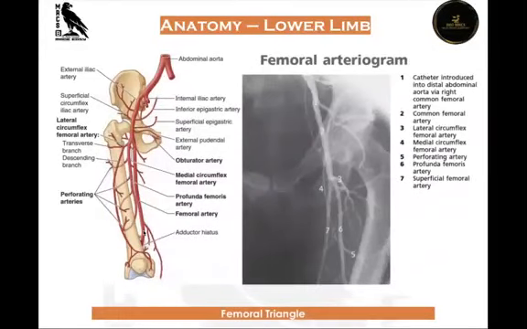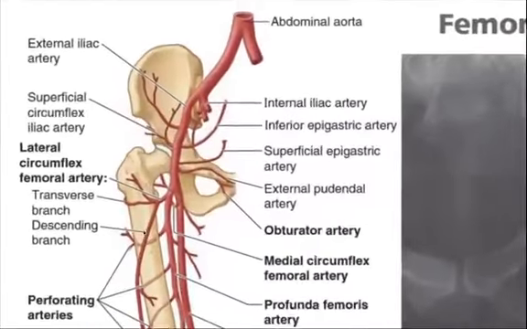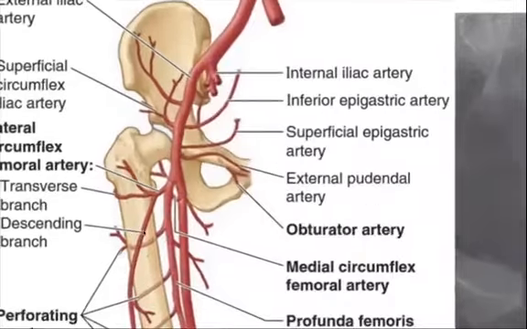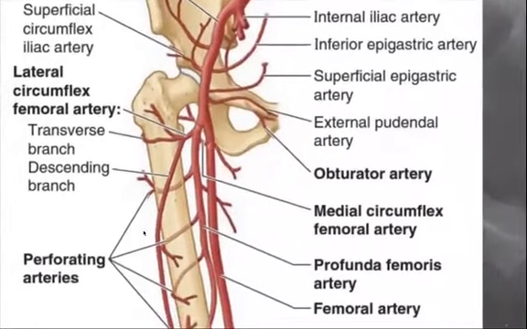Okay. Here again a very nice picture. So from the abdominal aorta, you are going to have the external and the internal iliac, and from the external iliac, you are going to have the femoral one. Okay, from the femoral one, what you are going to have? You are going to have the profunda femoris.